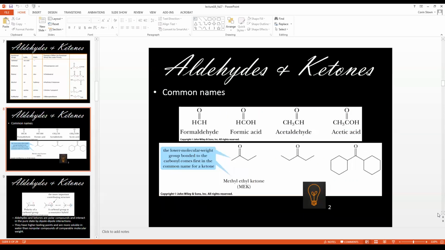It's also useful to recognize that there are common names for aldehydes and ketones, so formaldehyde, formic acid, acetaldehyde, and acetic acid. And the same thing is true for ketones. When we're thinking about these ketone names, we're always going to have the lower molecular weight group in the first part of the name. So if you think about that for these 2 molecules, how would you name these 2?